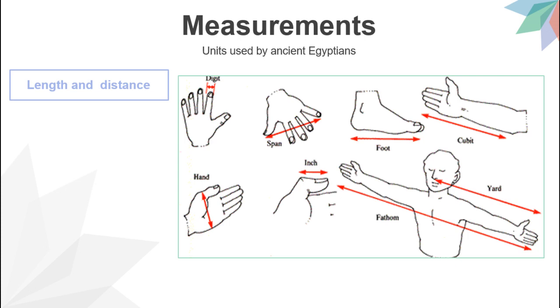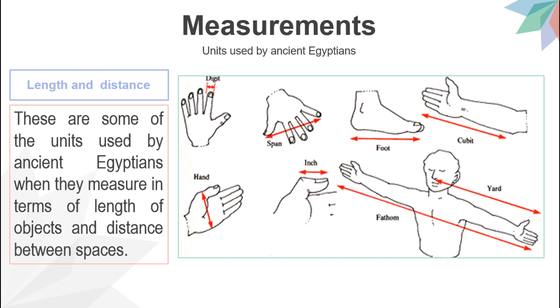Now, these are some of the units used by the ancient Egyptians when they measured the length of objects and the distance between spaces. So these are different, which are not in our book. We have the fathom. We have the span. The span is the distance from our thumb to our pinky. The hand or the palm. These are just some. I believe there are many more that were used in the past.